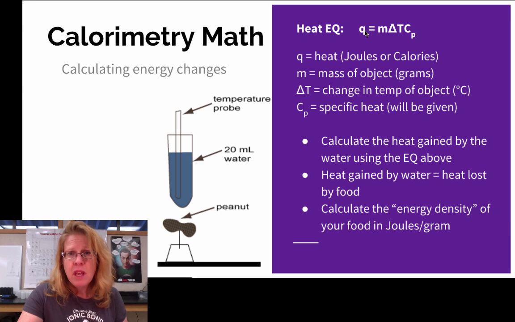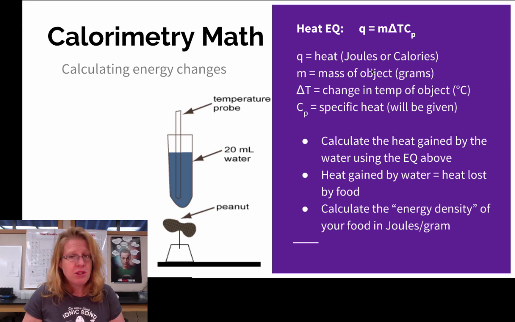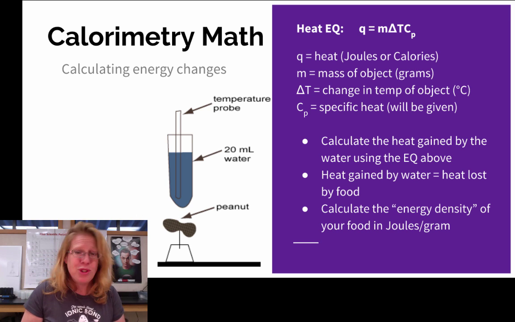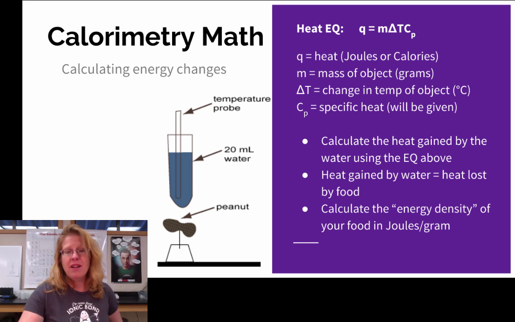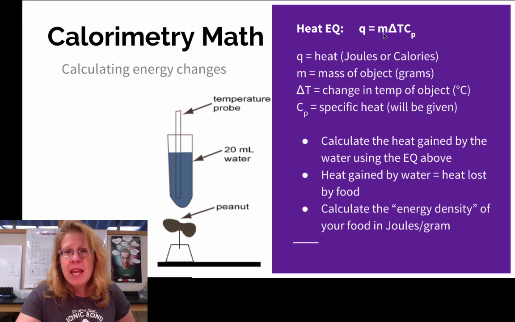So what are all these things? Q is heat, and that's measured in joules in the metric system. In the English system, we measure heat in calories, as in the calories of your food. But in the metric system, we measure it in joules or sometimes kilojoules, just to make our units easier. M stands for mass.